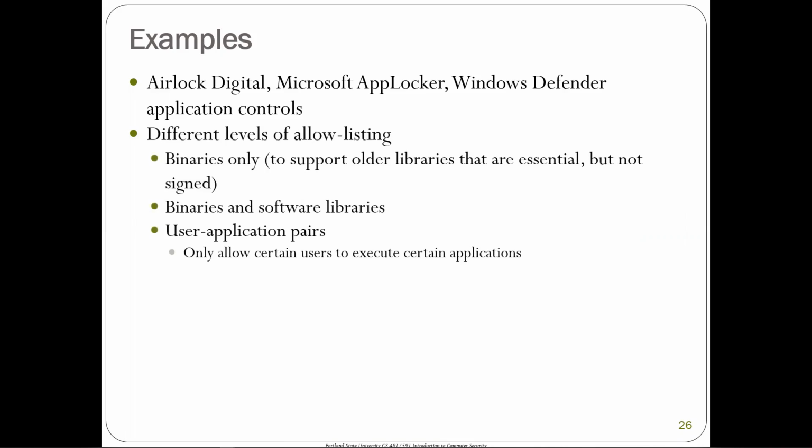There are different levels of allow listing. You could just do binaries only, just programs, or you could do binaries and the libraries that they depend upon. A lot of attacks come in through libraries, and so this is where you would want both the binary and the library involved in the application control. You could also restrict execution on the allow list based on the user. So an administrator is allowed to run certain commands, but maybe a regular user is not. And this is just a finer granularity of access control versus just a straight up allow list that's global.